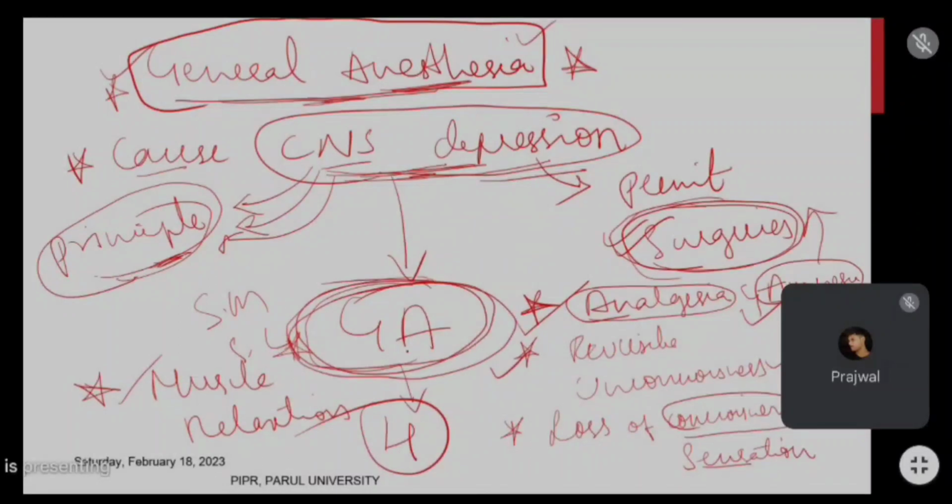If the patient has all these four conditions, that patient is in general anesthesia. And the drugs which will induce general anesthesia are called general anesthetics. Are you all clear with this point? In this slide, we discussed what is general anesthesia: the condition where the patient has these four conditions. And we also saw that a general anesthetic is a drug which will cause general anesthesia. Okay.